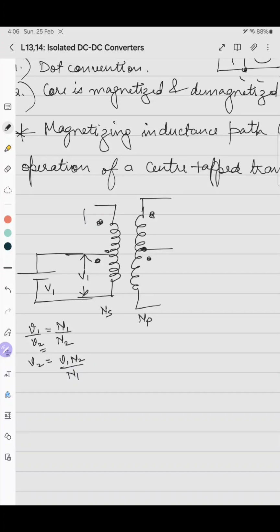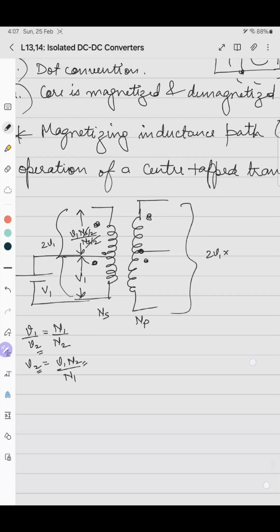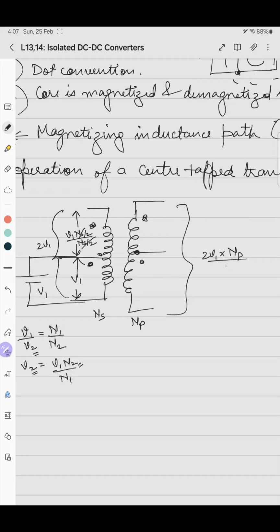So for it, this will be what? V1 into number of turns of this winding, NS by 2, divided by what? Number of turns of the NS by 2 winding. So same voltage V1 will be induced across the upper primary winding. So overall this voltage 2V1 is induced. So here the voltage which is to be induced is 2V1 into N2, that is NP divided by NS overall.